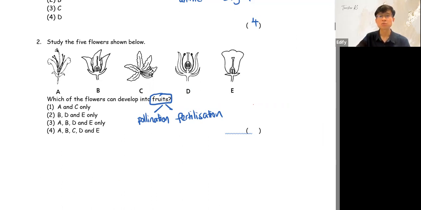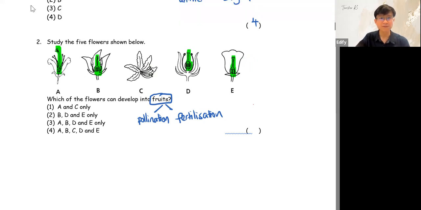So we want to look for the female parts of the flower. If you look at A, these are the female parts of the flower. You see the stigma attached to the style and then to the ovary. This is the female part. For C, I don't see any female parts. For D, these are the female parts of the flower. And E, these are female parts of the flower.